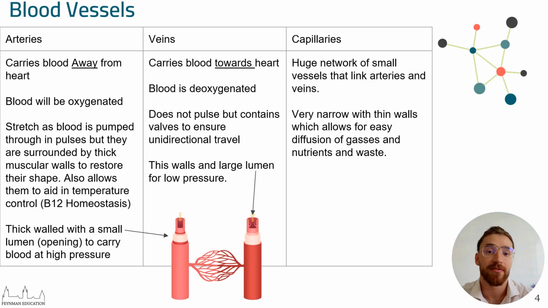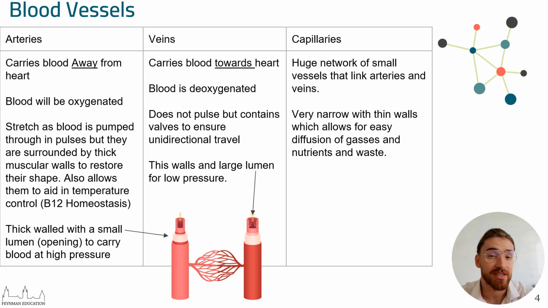Now when it comes to the blood vessels, the transporters of blood, we're going to have three different types. The first are arteries. Now arteries are usually going to be carrying oxygenated blood away from the heart. They are carrying this blood at very high pressures, so they are going to have a thick muscular wall that will allow them to take this pressure as well as change their shape. This can help with temperature control, which we will be going over in homeostasis in chapter 12.